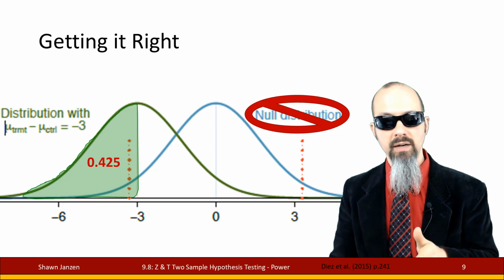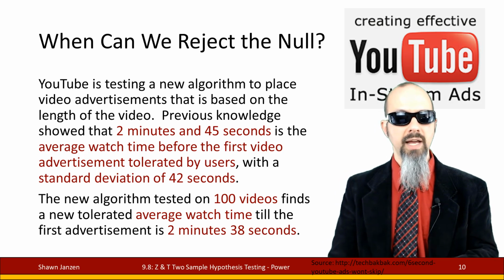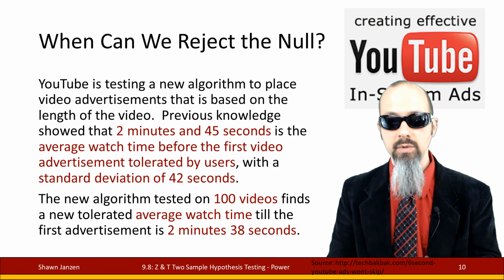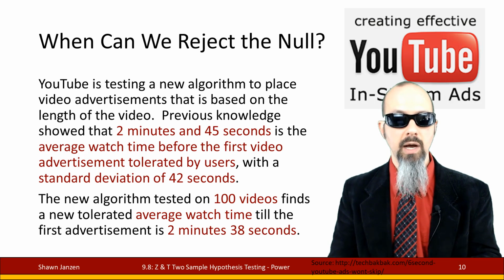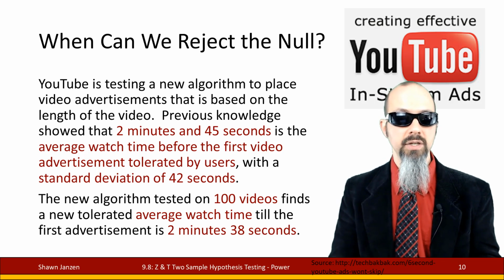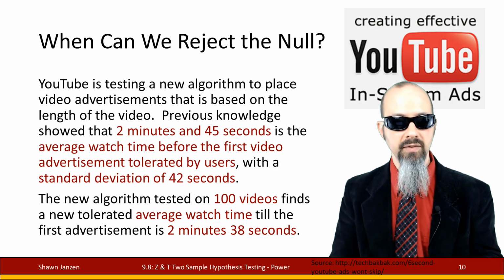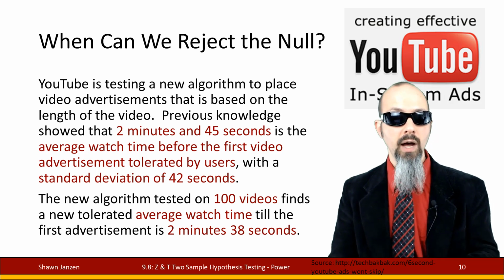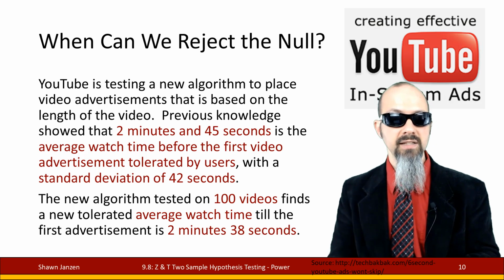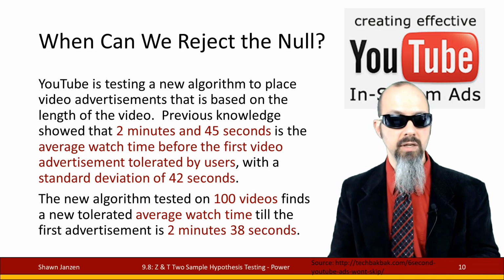So how can we go ahead and figure this out? Let's go ahead and take an example here and see how we can break it out. Let's start with asking ourselves, when is it that we can reject the null? So YouTube is testing a new algorithm to place video advertisements that is based on the length of the video. Previous knowledge shows that 2 minutes and 45 seconds is the average watch time before the first video advertisement is tolerated by the users, with a standard deviation of 42 seconds. A new algorithm tested on 100 videos finds that the new tolerated average watch time till the first advertisement is 2 minutes and 38 seconds.